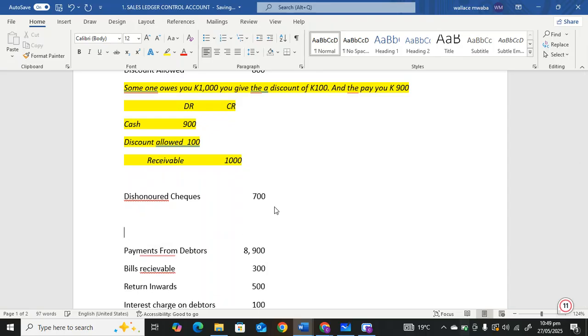Okay, dishonored checks. This is a situation where someone has paid you by check, you take it to the bank, and the bank tells you there's insufficient funds. So we cannot clear this check. So we start the story like this. The person came to pay you by check, right? So what would be the original journal entry? The person pays you by check. What would be the journal entry?